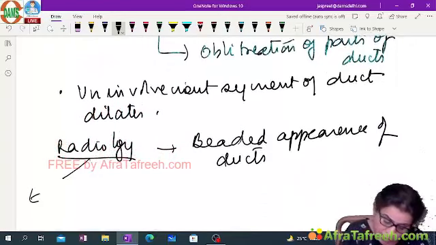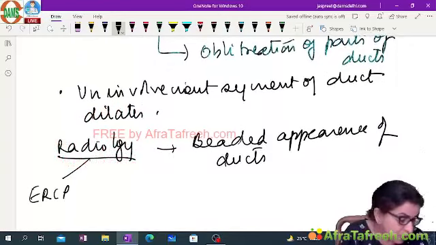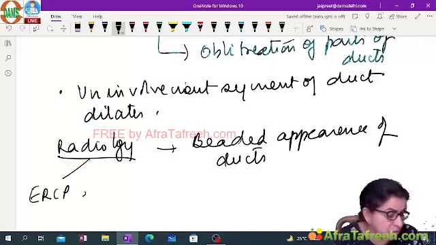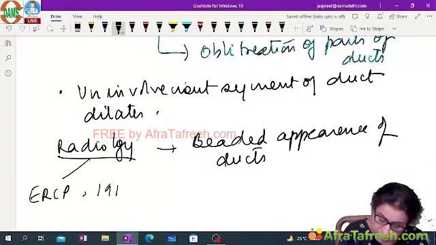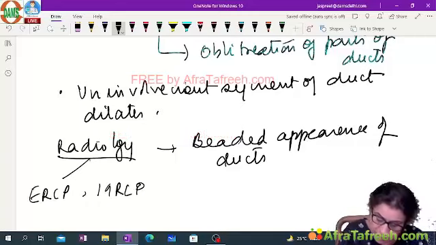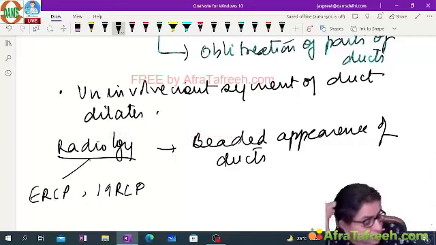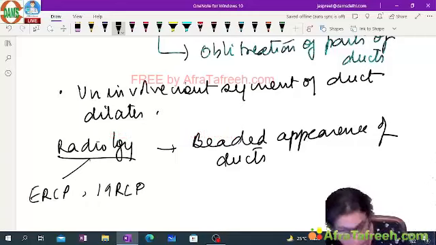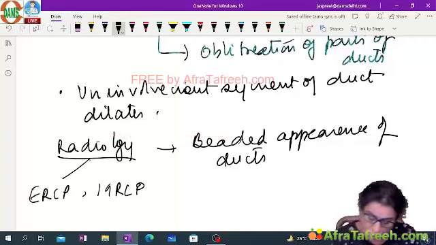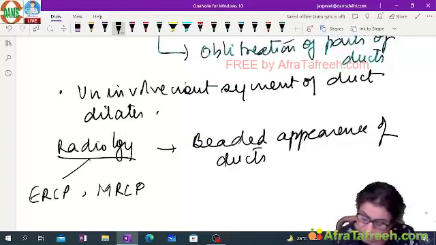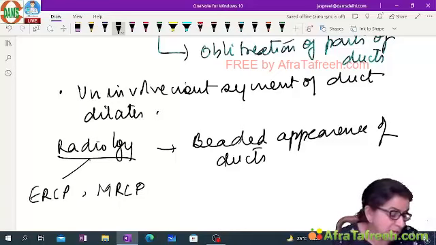What do you do? You do an ERCP or an MRCP, which is magnetic resonance cholangiopancreatography. So on MRCP or ERCP, you see a beaded appearance of the ducts.